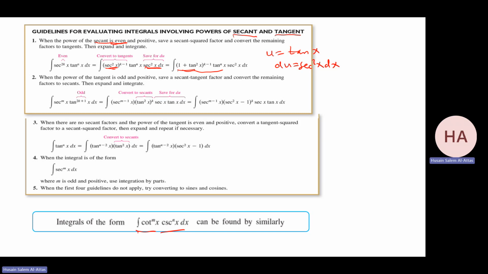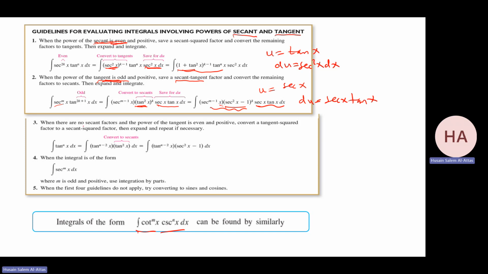Okay, if the power of tangent is odd, where before the power of secant was even, now the power of tangent is odd and positive. I try to save a secant tangent. So one of these odd powers of tangent, I take it out, and the secant also, I take one secant out. And this tan square, I change it to secant. So I have a function of secant. So I have u equal secant x, du will be secant x tan x. Then I will have a function in terms of u as a power, then I can do the integration.